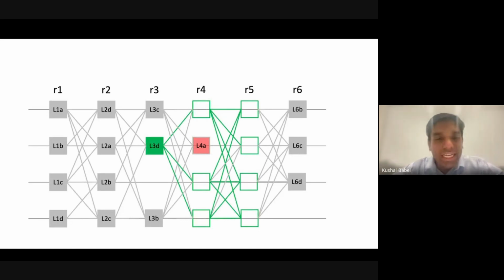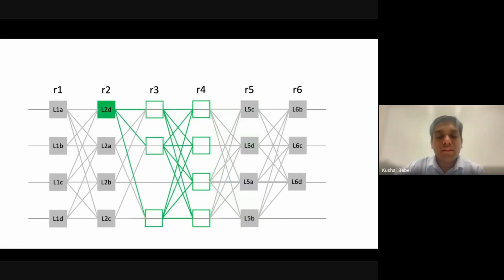So what about L3D? L3D actually has enough certificates for it in round R+2. So we can commit L3D directly. Similarly, L3C. You have enough support for it in round R+1, and then you have enough certificates for it in round R+2. And so on for L3B as well.